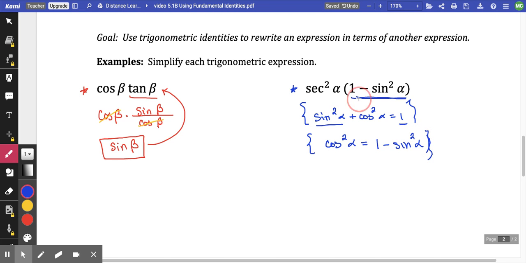So that means I could take this 1 minus sine squared of alpha and I could replace it with cosine squared of alpha. So that's going to be my first step here, the first actual step for this problem. This part here was just an aside, just an explanation. And I'm going to replace that 1 minus sine squared of alpha with cosine squared of alpha.